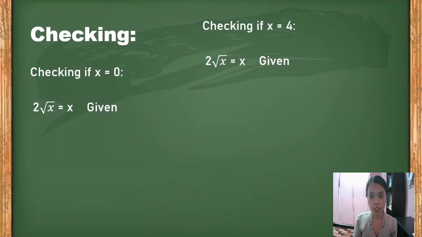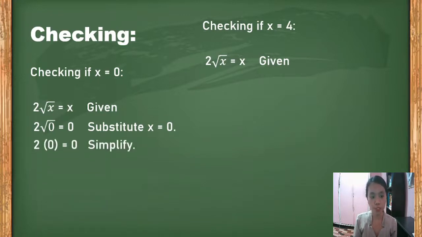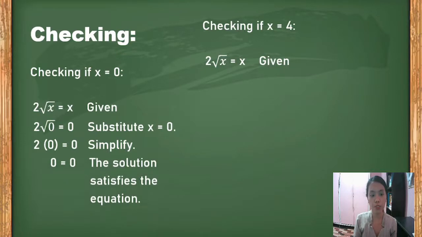So, check natin if our answer is correct. Substitute natin ang 0 muna sa ating given. So, we have 2 square root of 0 equals 0. Simplify square root of 0. So, the answer is 0. Multiply sa coefficient of 2. So, 2 times 0, both sides ay nag-equal sa 0.